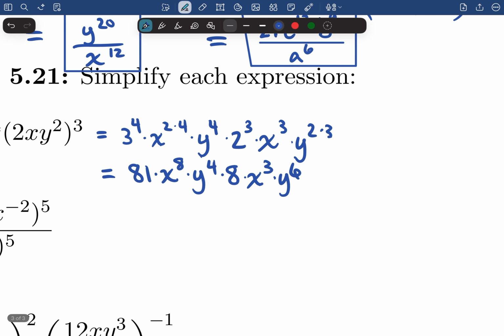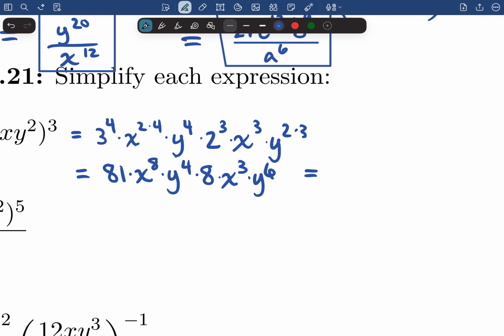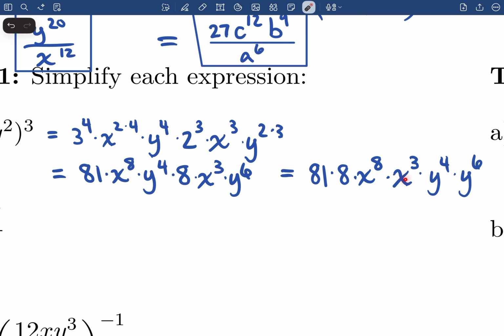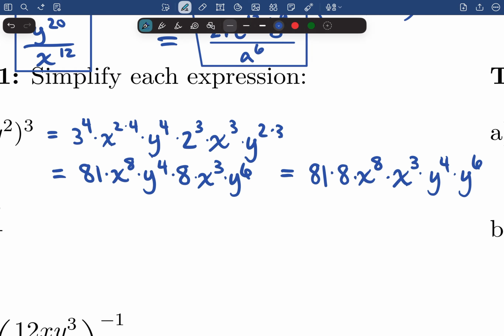And I could reorganize these if I want to. So we could put all of the numbers together, like 81 times 8, and then x to the 8th times x cubed, and then the y terms together, like y to the 4th times y to the 6th. Okay, and I see the product property, right? If I have the same base with multiplication between, I could add the exponents together. And also for the same base y, I could add their exponents together. And then I could multiply 81 times 8 together, okay?